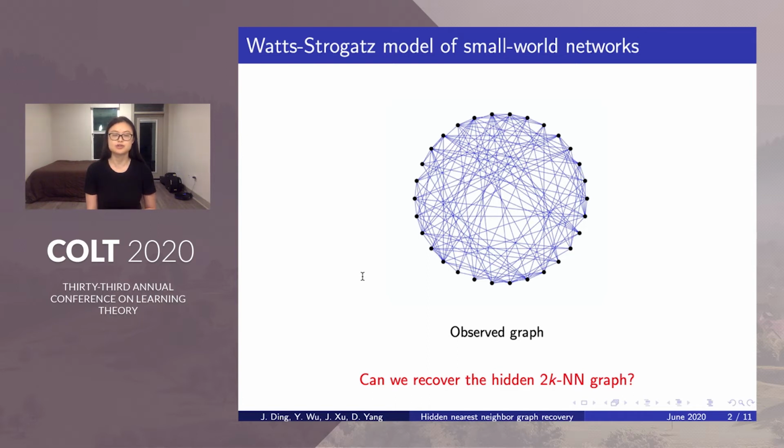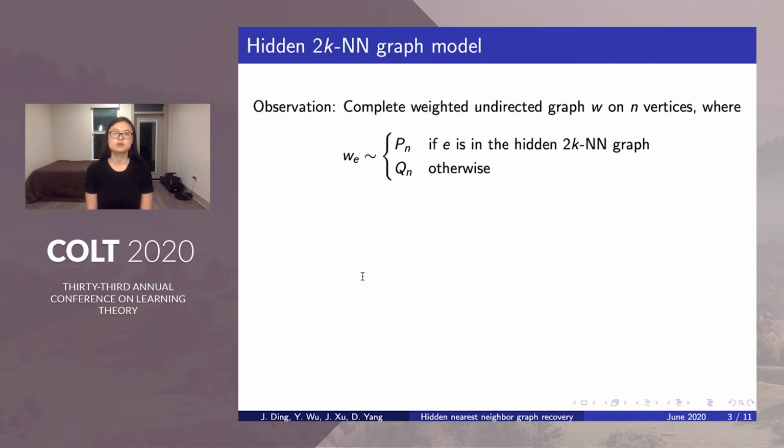This is an important question to ask because it is of practical value to distinguish strong ties from weak ties in networks. For instance, in social networks, the strong ties represented by the edges in the hidden nearest neighbor graph could be looked at as links between close friends, and the weak links between acquaintances may be generated from the random rewiring process. We're actually going to look at the following more general 2k nearest neighbor graph model.